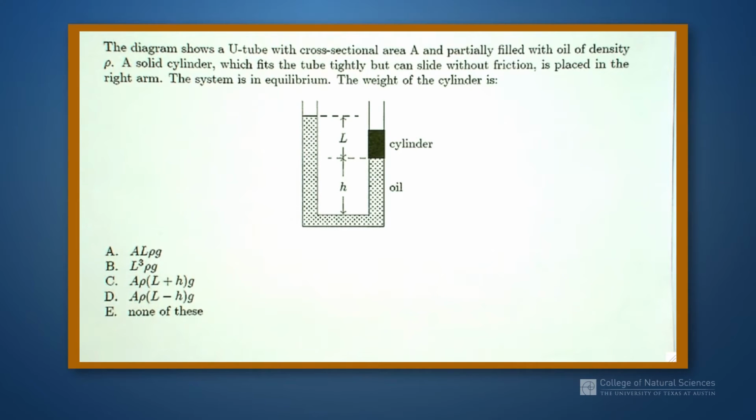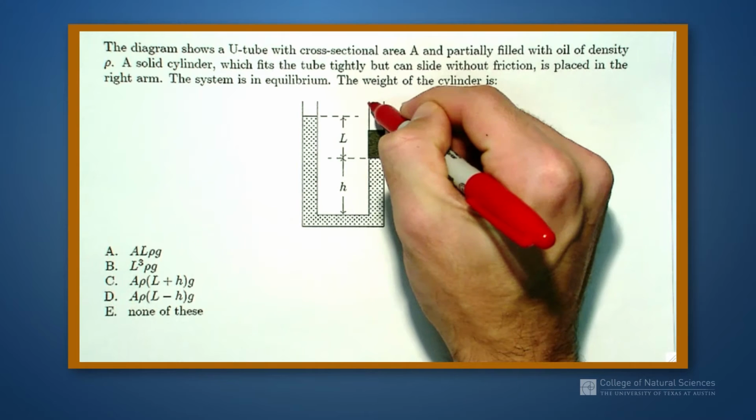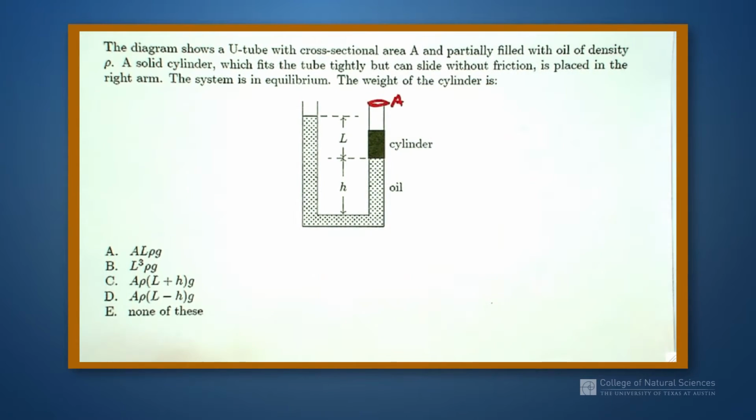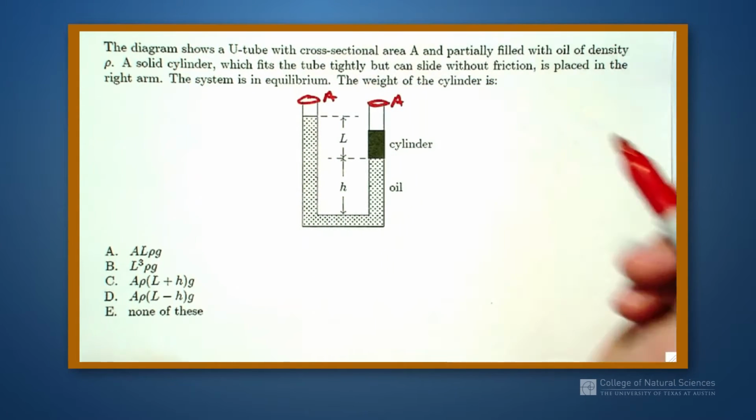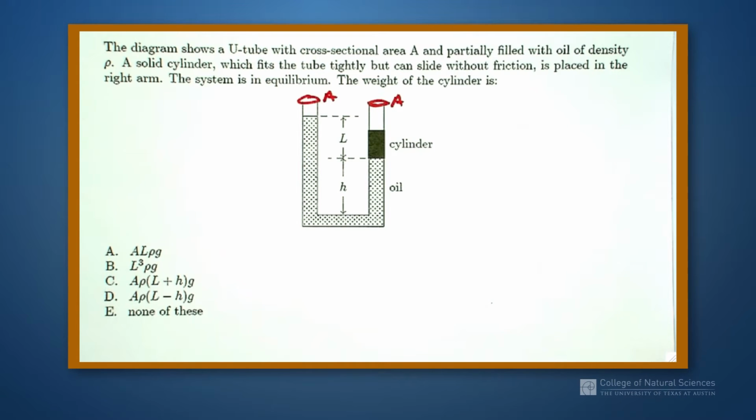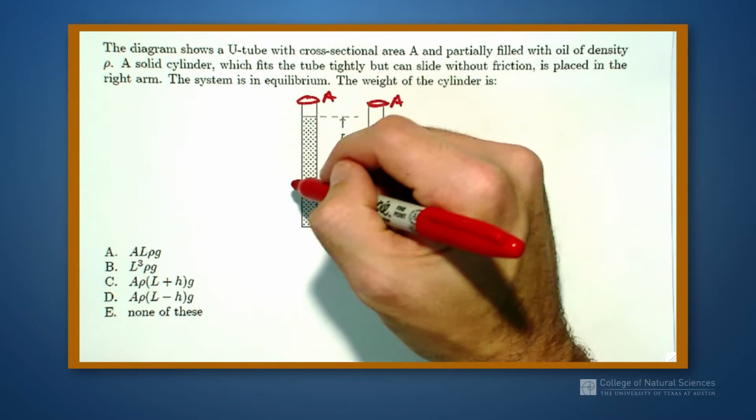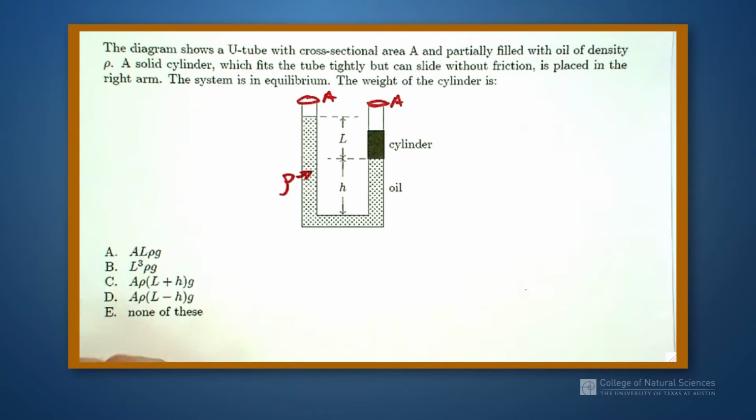So this question says that we have a diagram with a U tube. It shows a U-shaped tube with a cross-sectional area of A. That means that this area right there is A. Same thing over here, it's A. It's partially filled with oil of density rho. Okay, so I got rho in there.